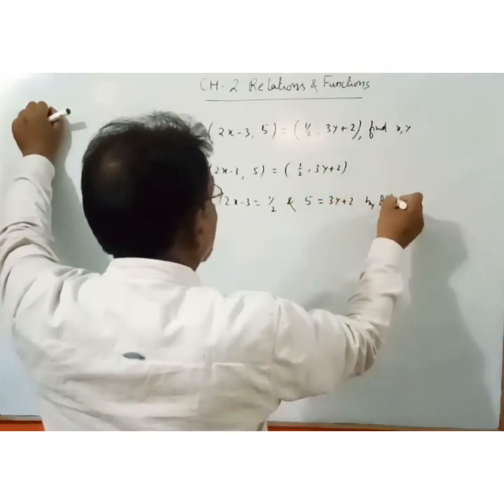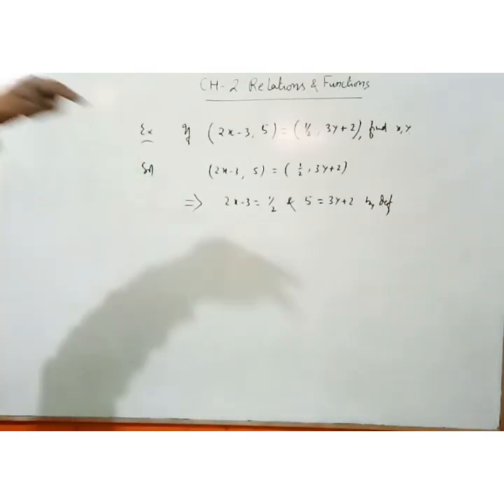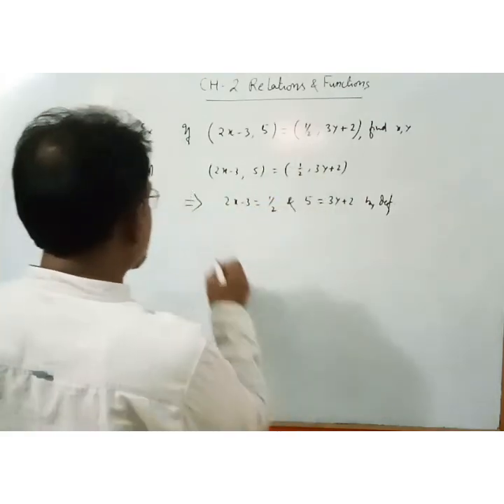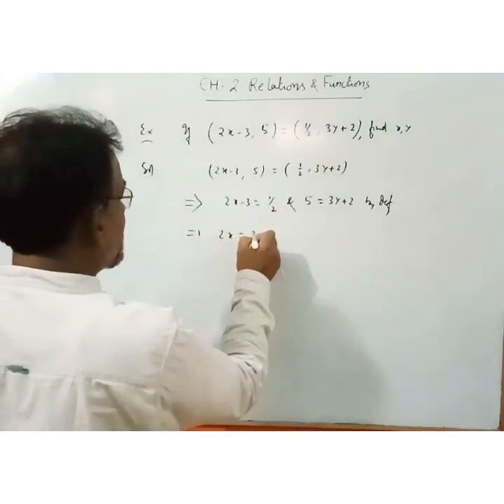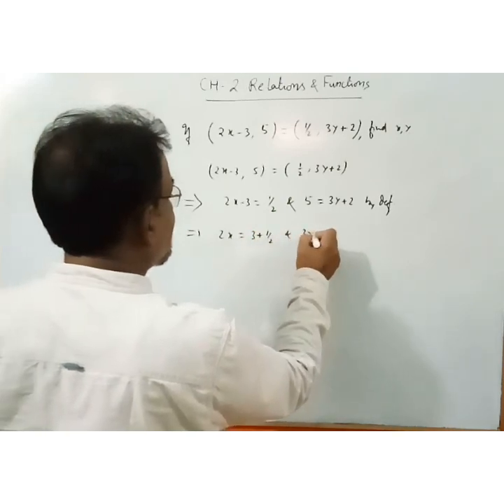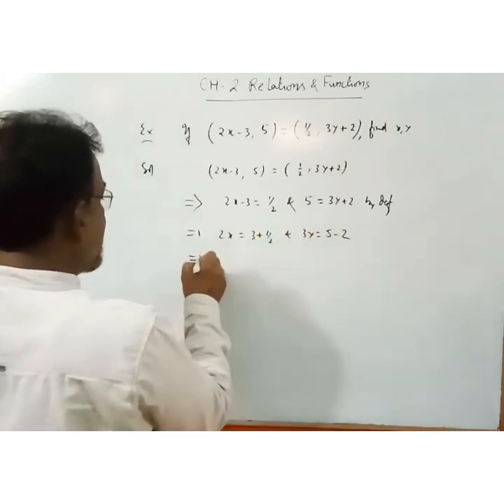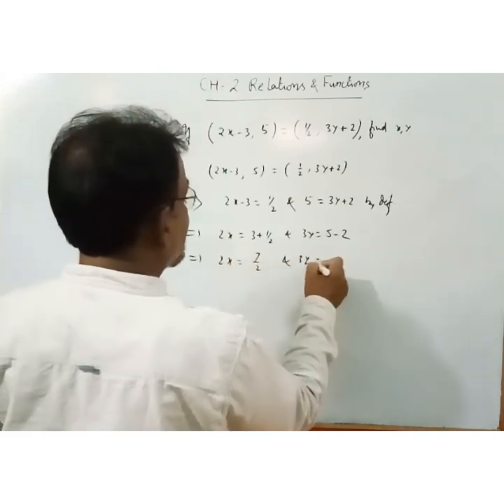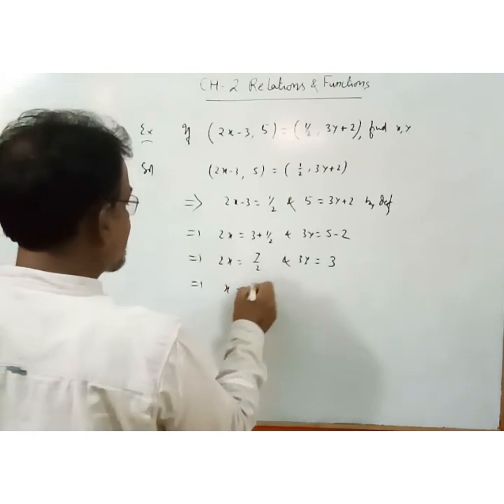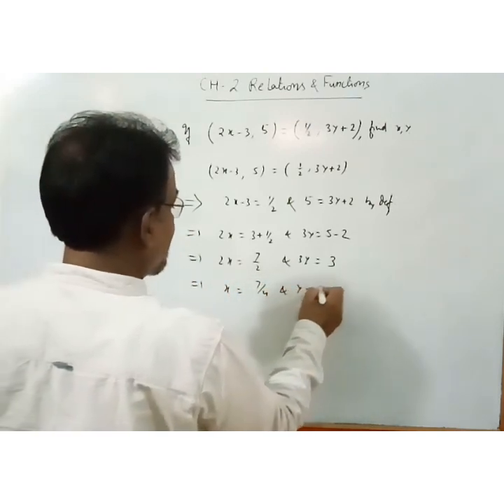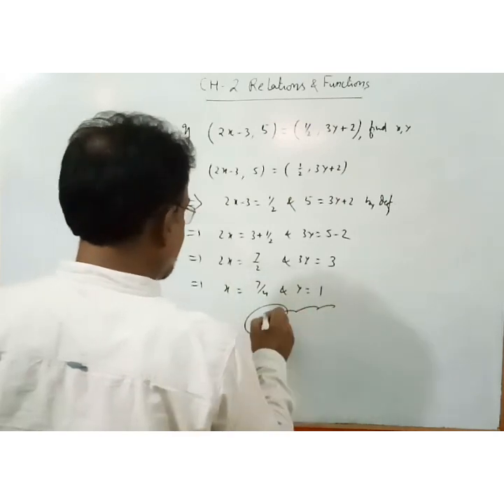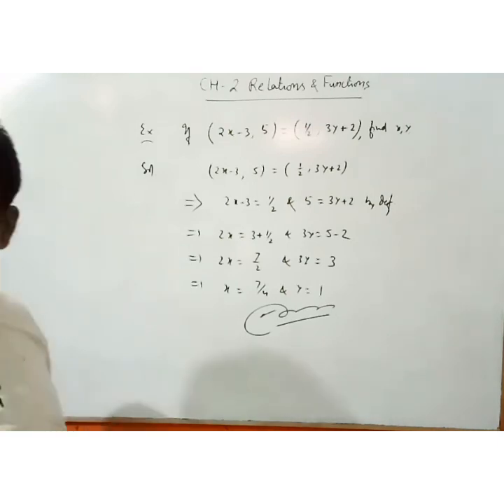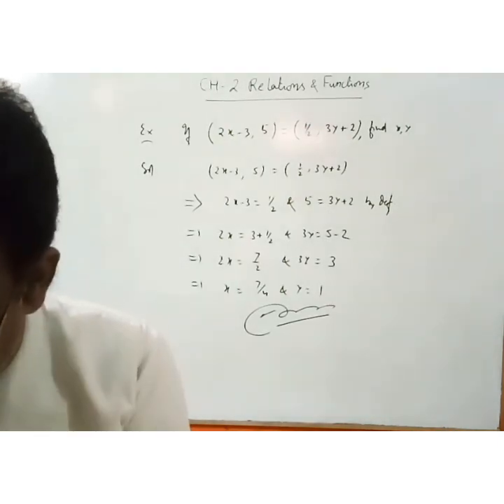You write here by definition. If two ordered pairs are same, first coordinate should be the same, second coordinate should be the same. So this gives you 2x is equal to 3 plus half and 3y is equal to 5 minus 2, implies 2x is equal to 7 by 2 and 3y is equal to 3, implies x is equal to 7 by 4 and y is equal to 1. This is the answer. So this type of problems can be solved very easily. That is based on your previous knowledge.